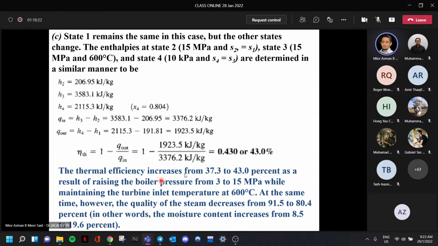Okay, so here's an observation. The efficiency increases when the boiler pressure goes from 3 to 15 megapascal, while maintaining the turbine inlet at 600 degrees Celsius. However, the quality of the steam, which is the mass of the vapor over the total mass of the working fluid, decreases from 91.5 to 80.4%. So the moisture content increases. Quality is the mass of the vapor divided by the total mass of the working fluid.